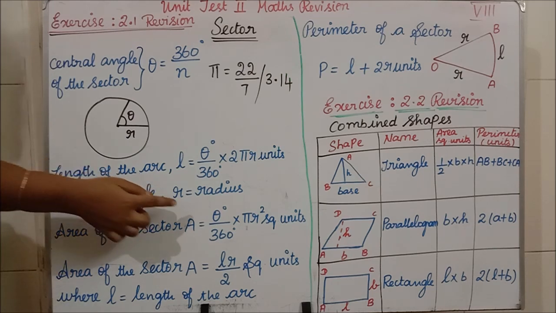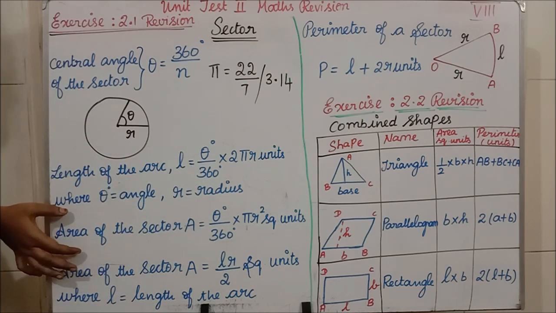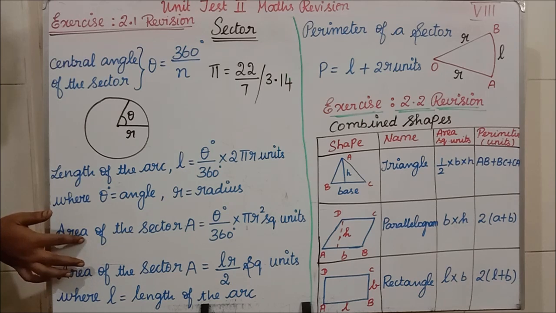Angle is nothing but theta. They have given theta as 45 degrees and radius 6 centimeter. When they have given theta and radius, you have to use only the first formula.